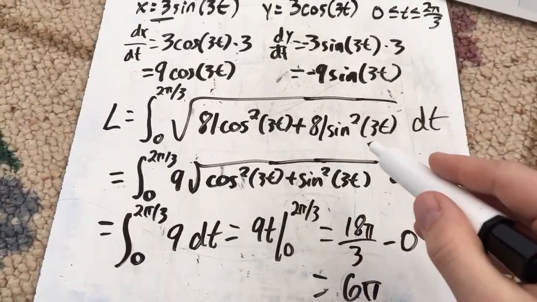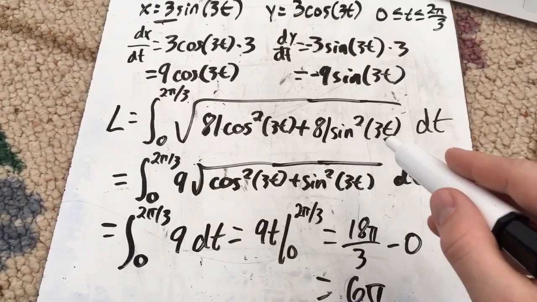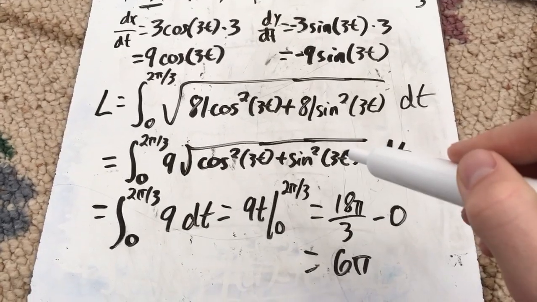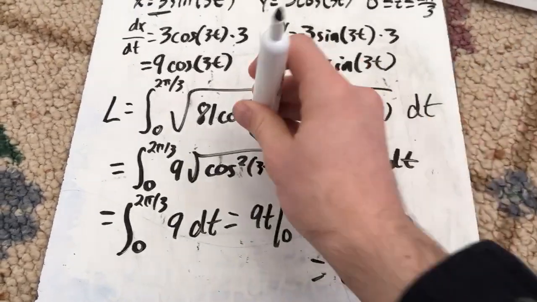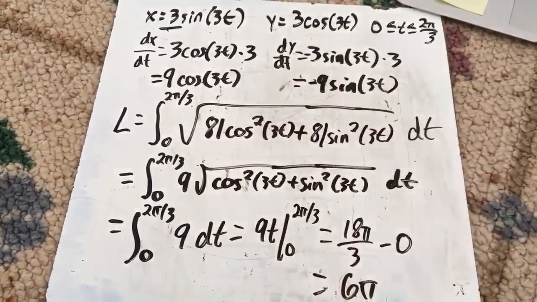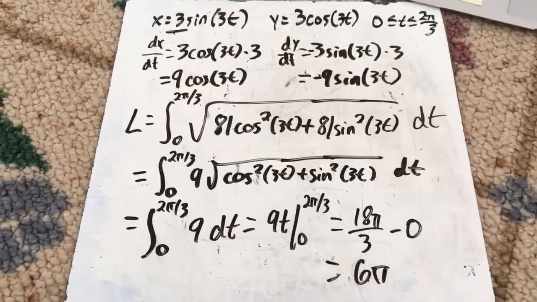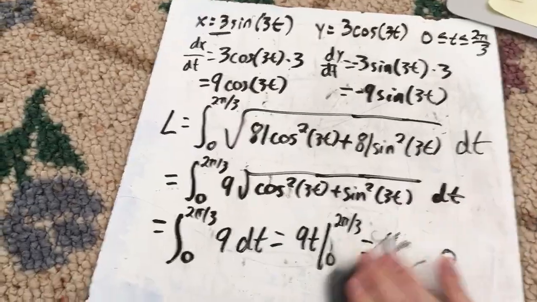We had to find the derivatives of x with respect to t and y with respect to t and use our formula to evaluate the arc length. There's example 1. Let's take a look now at example 2. Another find the arc length thing, okay?